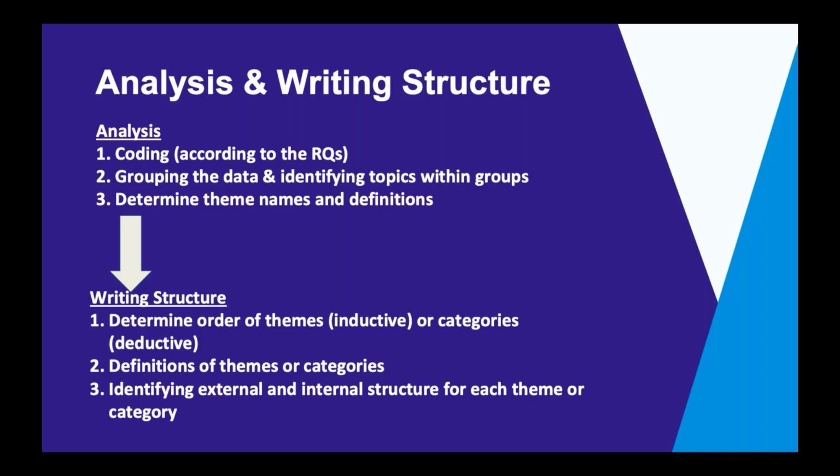Anyway, the writing structure: once we have those three things on top with the analysis, now we can determine the order of our themes, whether they are inductive, or the categories if we're using deductive, and definitions of the themes and categories. Now, definitions, this is where Citavi might come into play if we're using a deductive analysis process. I could see how we can really pull in those theoretical articles about the model or about the theory and connect them to the definitions, which is fantastic, and would save us a lot of time.